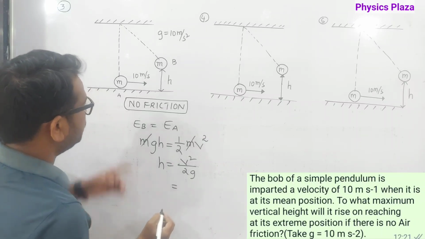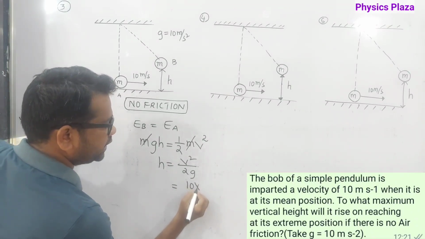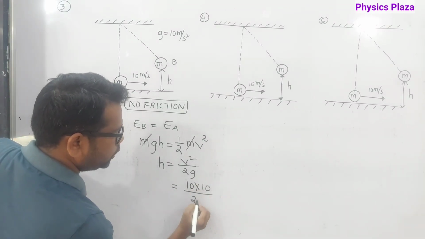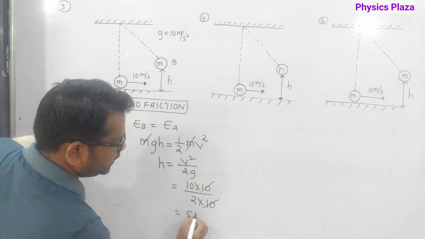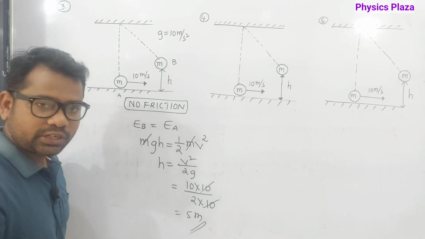Let us substitute the values. V square means what? 10 square, that is 10 into 10 by 2 into 10. If you solve this, you will get 5 meters. Is it clear, children? Fine.